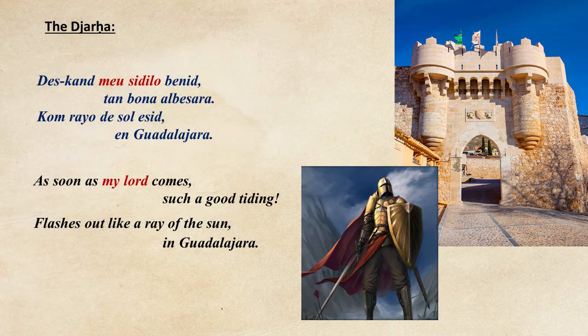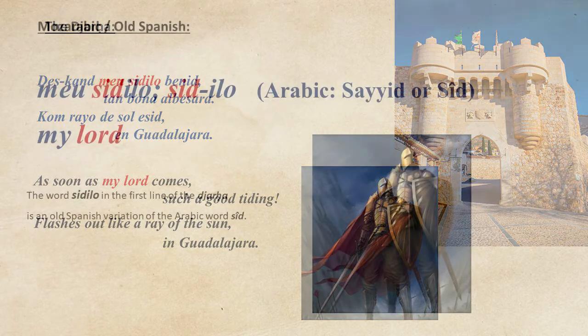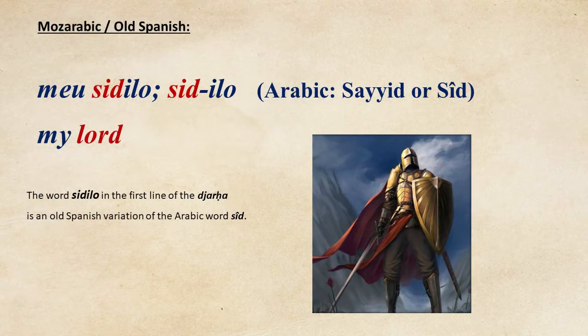Okay, so the second one here. Let's first look at Meu Sidilo. Even if you speak Spanish, you might not understand it, most likely. Meu Sidilo is translated as my Lord. So meu means my. I think it would be modern Spanish me. But meu, so as soon as my Lord comes, there's a good tiding. Let's look at the words that I put in red. What does this mean, meu sidilo? Here we go to the next slide.